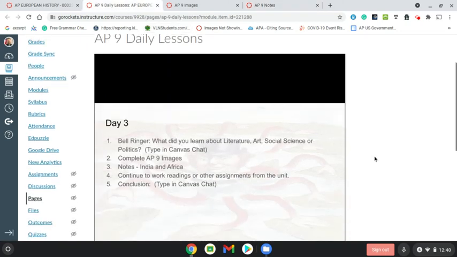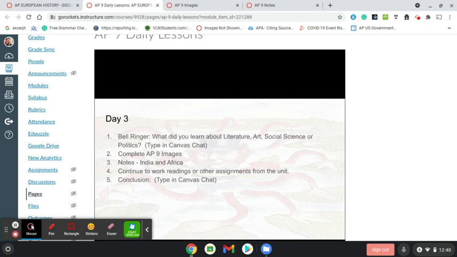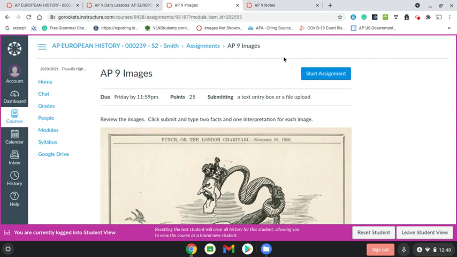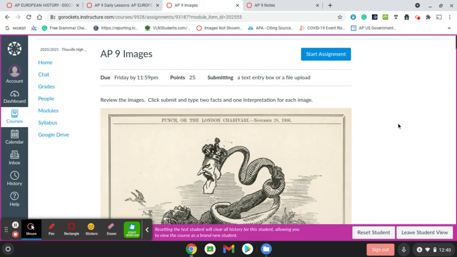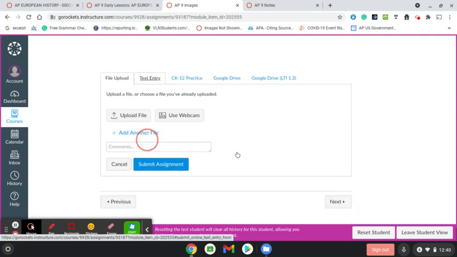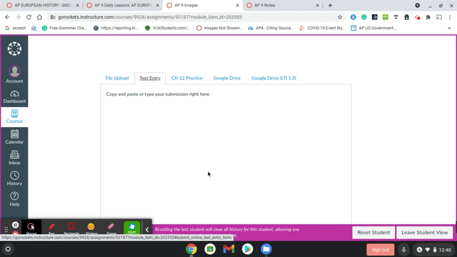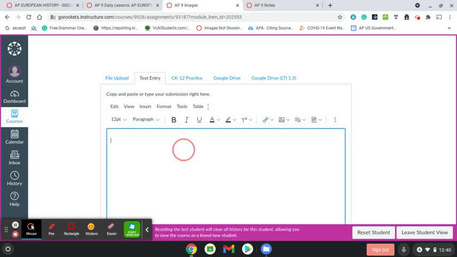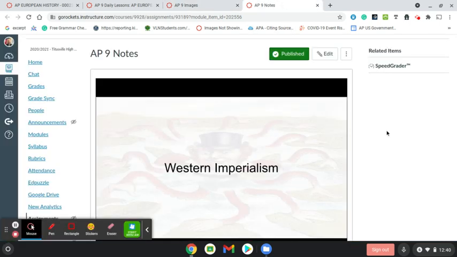So yesterday we had talked about literature, art, social science, and politics. That's what the bell ringer is about, which we answered in Canvas chat. Hopefully you're able to look at all the images. And you just needed to click on start assignment in the text box, type two facts and one interpretation for each of the images. So if you didn't submit that already, you'll have time after the notes.